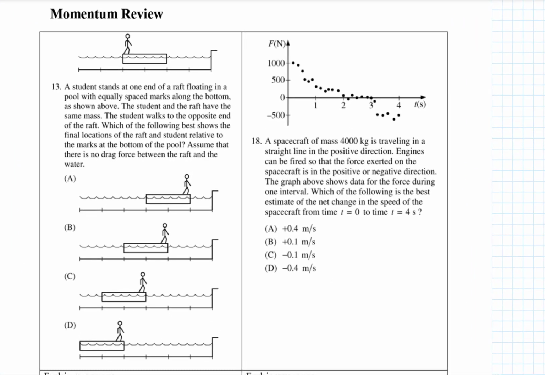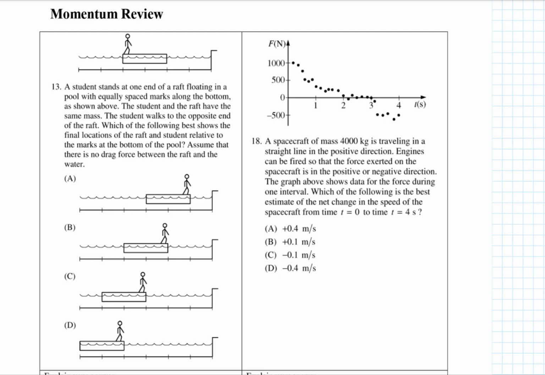So with this question, we've got a student standing at one end of a raft floating in a pool with equally spaced marks along the bottom as shown. So the student and the raft have the same mass. The student walks to the opposite end of the raft. Which of the following best shows the final locations, assuming there's no drag force between the raft and the water? So this may not have much to do on its surface with what we've done with momentum so far, but this is a momentum question.